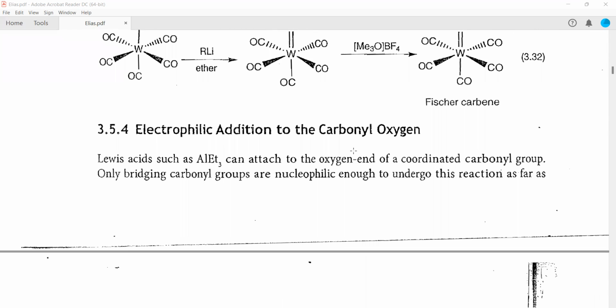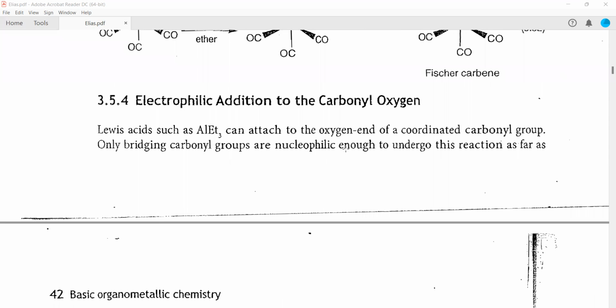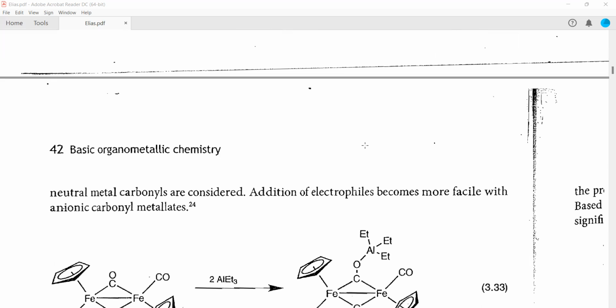Now, electrophilic addition to carbonyl is also possible via oxygen because oxygen is delta negative. We just studied that in the last topic. So, Lewis acids such as AlEt3 can attack the oxygen end of the coordinated carbonyl group. Only bridging carbonyl groups are nucleophilic enough to undergo this reaction as far as metal carbonyls are concerned.